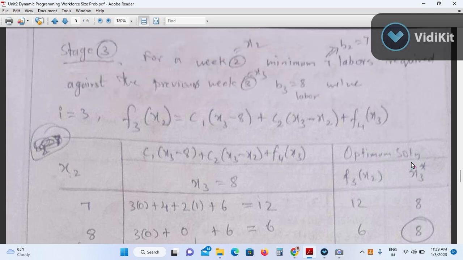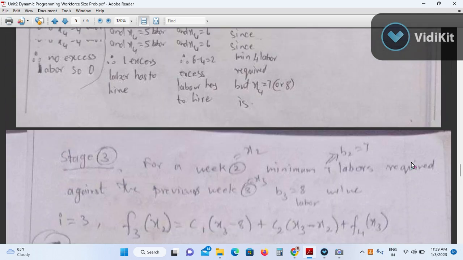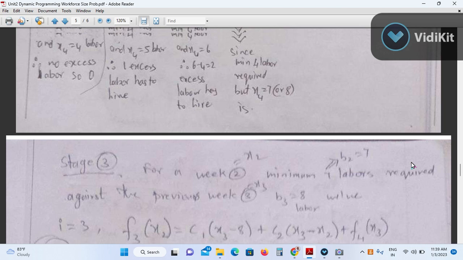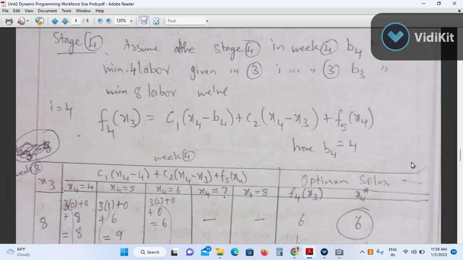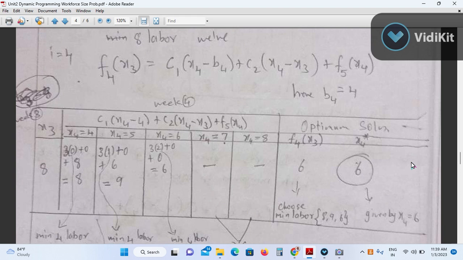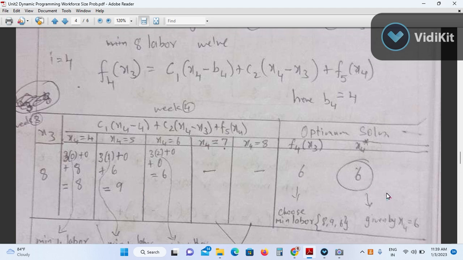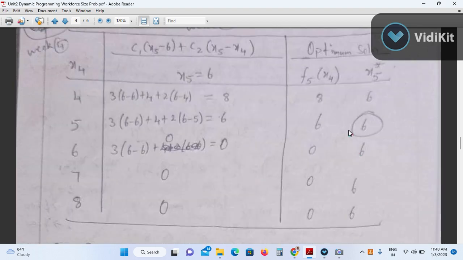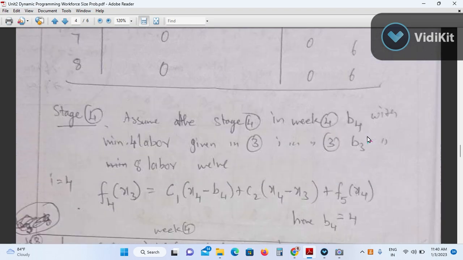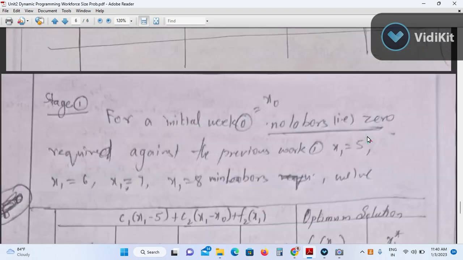Similarly, going for the previous week also. So week 3, sorry. Here there is only one choice, so 6, that is given by x4 equal to 6. Similarly in the previous case, among these you should not consider this 0, because it is meaningless. Therefore among these, this is the 6, so it is given by 6.